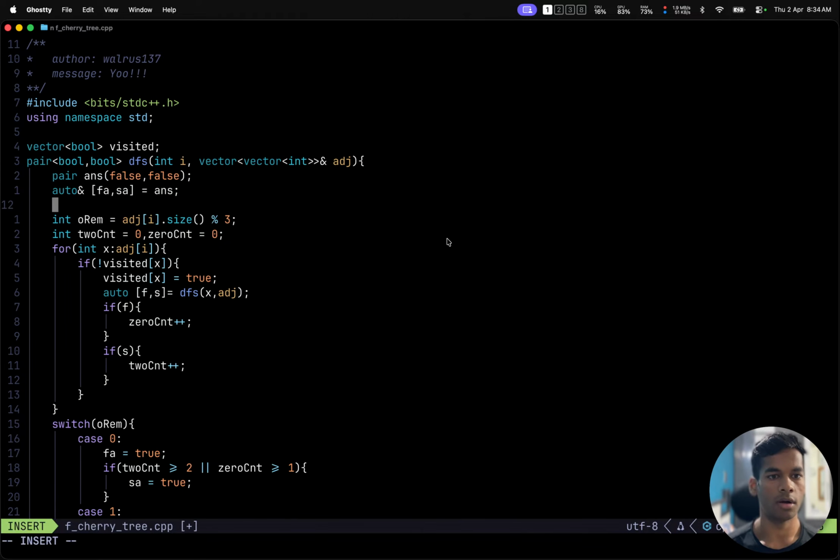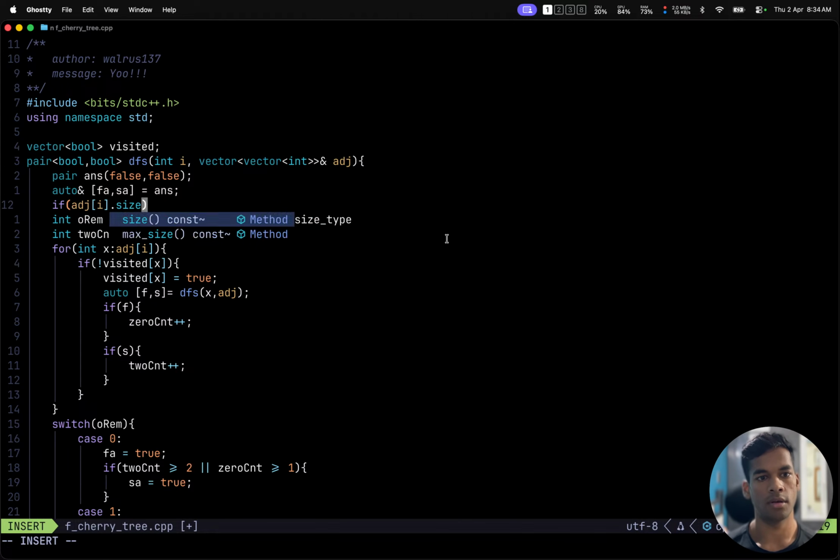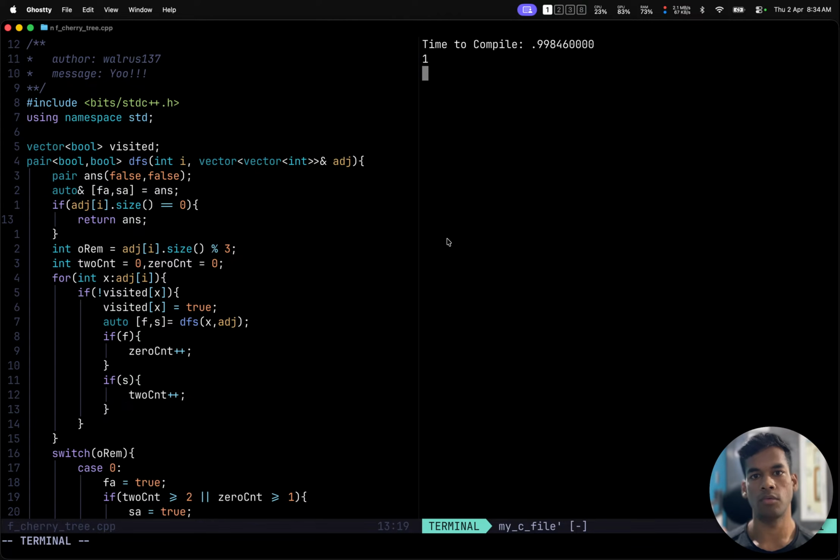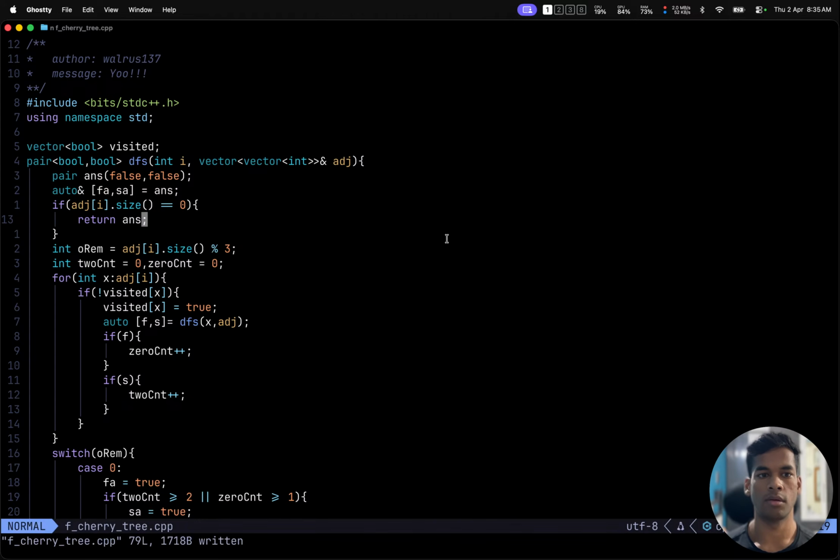Yes, makes sense. So if adj I dot size equals 0, then return answer. One test case, 3, 1 connected to 2, 1 connected to 3, and still yes. Not 0, but wait, because it is also connected to the parent. So size minus 1.